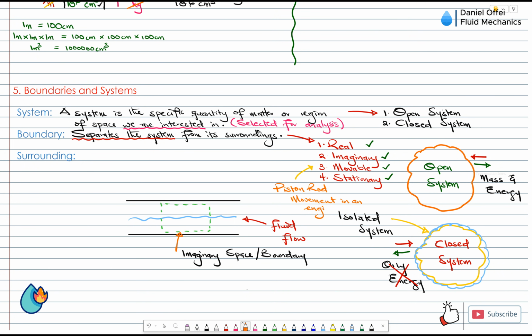So this ends the introductory part to our course. In our next chapter, we'll be looking at the properties of fluids and some properties that we would need to continue the other chapters.